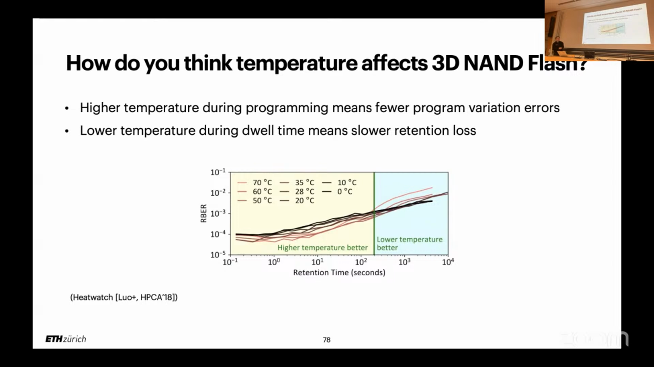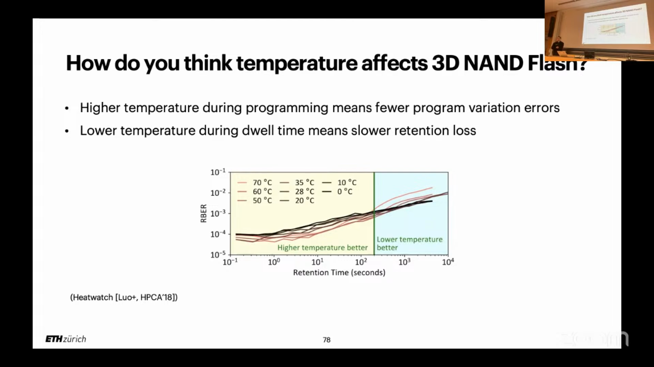This chart shows retention time on the x-axis and the raw bit error rate on the y-axis. You can see that the different lines represent different temperatures. The lightest red is programming at a higher temperature. We can see that up to on the order of 100 seconds, higher temperature is better for raw bit error rate, and this is because we have fewer program variation errors.